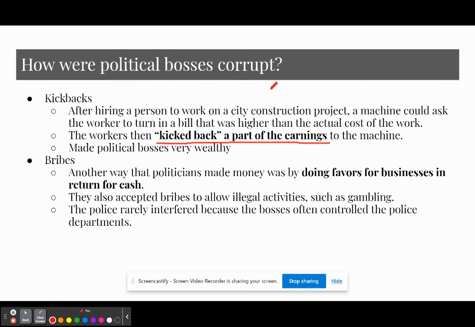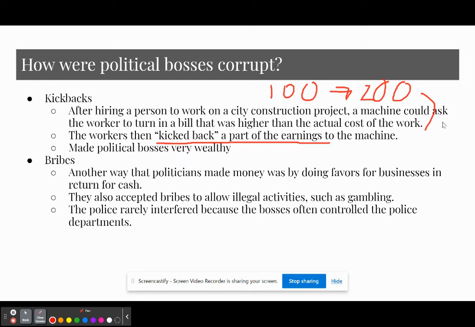So, let's say that they provided a service that cost $100, but the bill would say that it cost $200. Then the extra $100 would go back to the political machine. So they would profit from it.